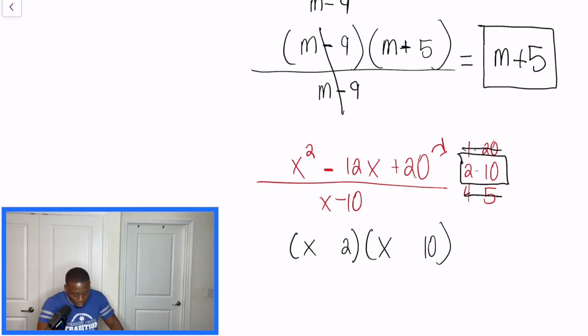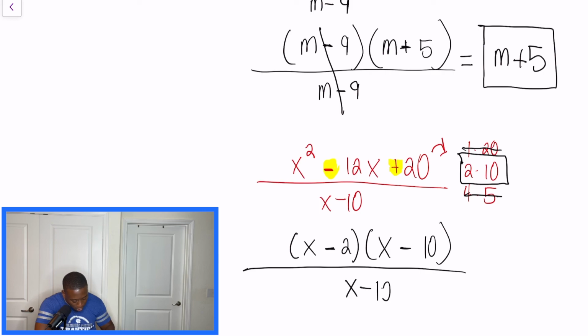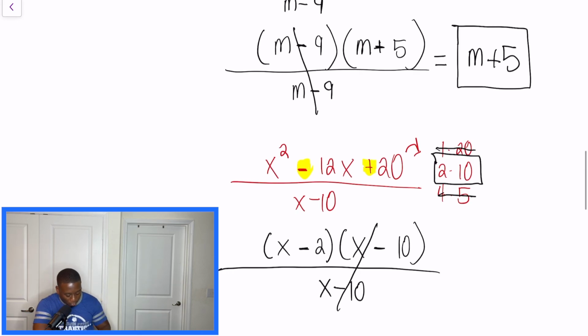Understand that the c term is positive. So if we're multiplying 2 and 10 to get a positive answer, they're either both positive or both negative. But when we look at the middle term, once we add these two factors, they're going to give us a negative 12. So we know each of these terms is negative. We bring down the denominator, and just like before, we cancel out, and our final answer will be x minus 2.